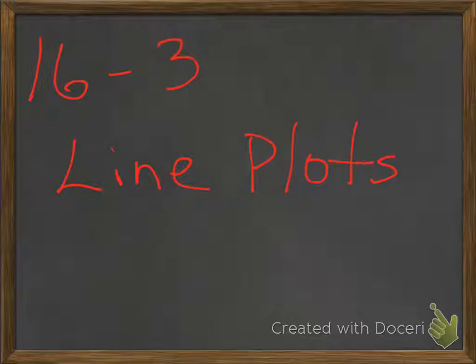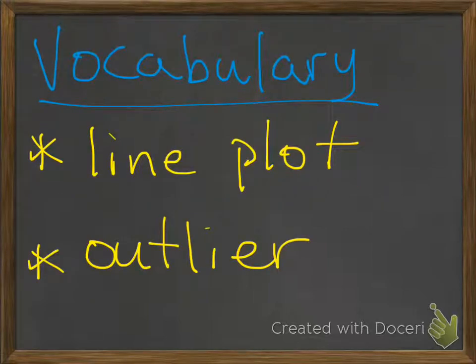So we're going to be using number lines to help us for these line plots. The vocabulary, again: line plot itself, as I said, is a way to display the data along a number line. We've used number lines before, and now here's another way to help us see how information is put all together. And then we have the word outlier.